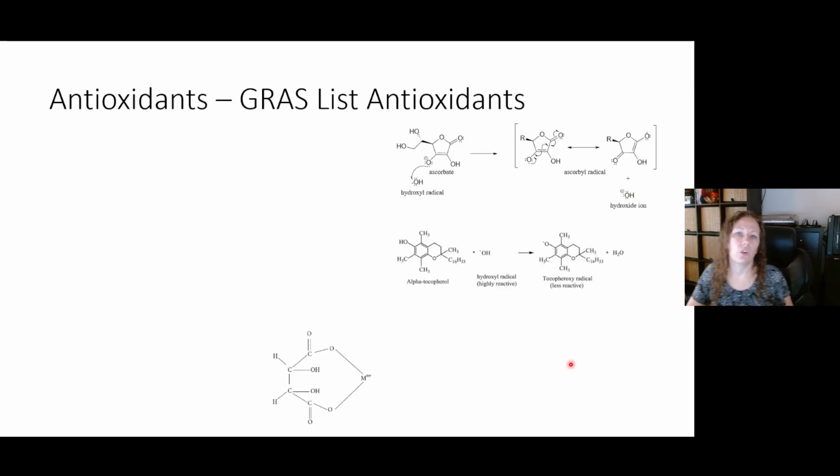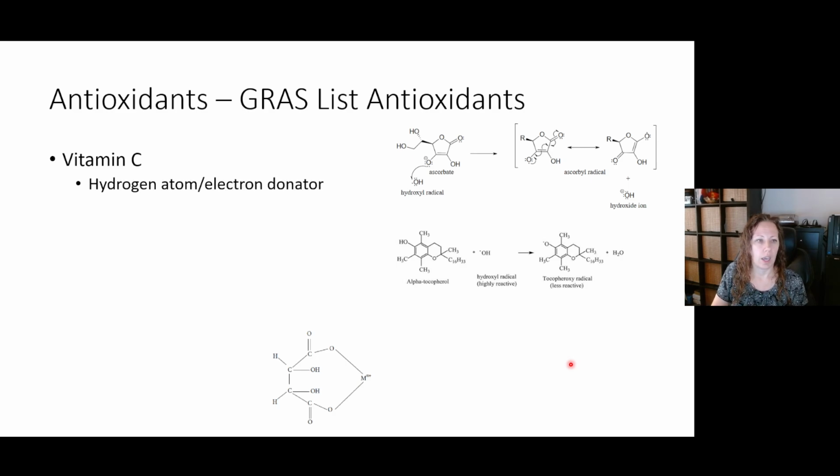So the GRAS list of antioxidants include a few that we'll cover here. The first is vitamin C. And antioxidants work in different ways. So I'm going to go over some of the ways here. Vitamin C is a hydrogen atom or electron donor.